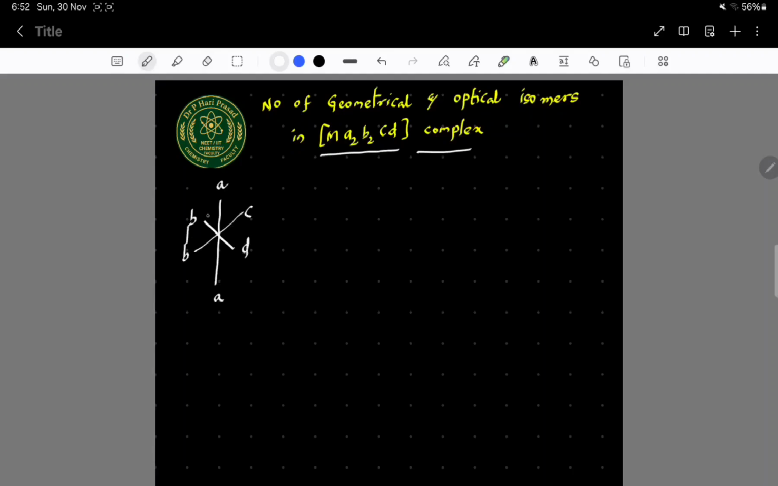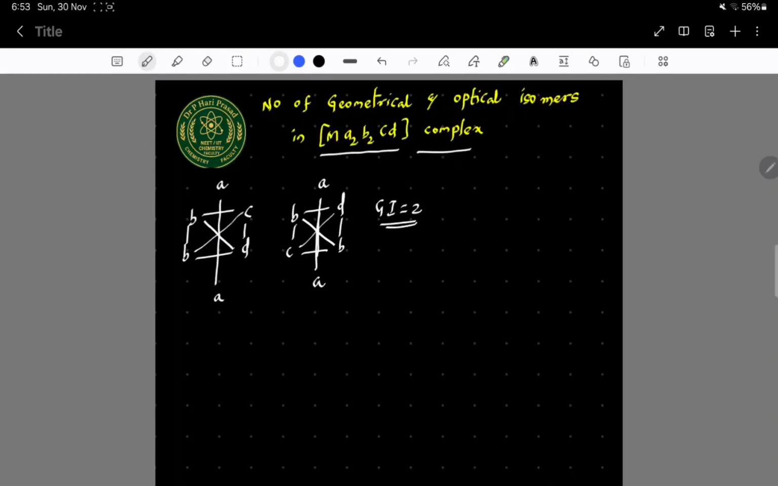Already we know very well, student, that if three ligands are the same in a square, the possible number of geometrical isomers we can write is 2, right. So one more combination I am writing here, just please observe. So this is A2A, and one more combination here, so B2B and C2D. This is the possible combination.